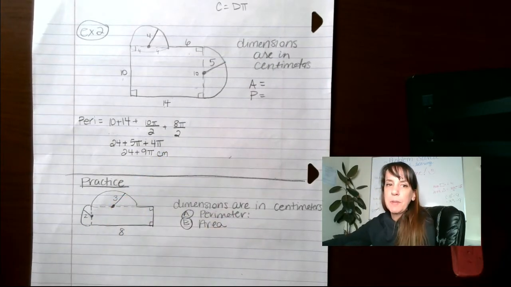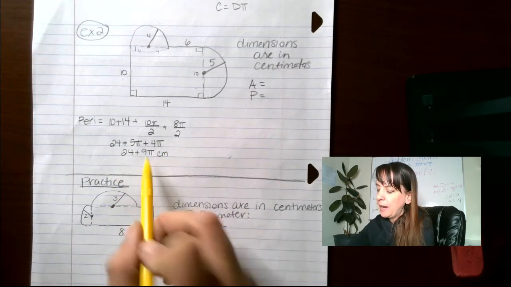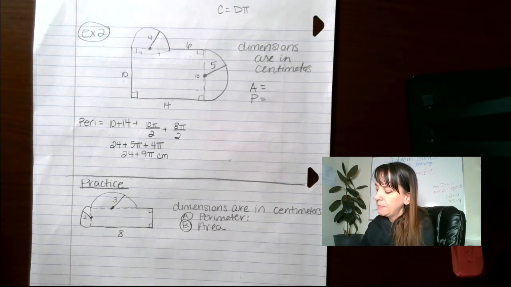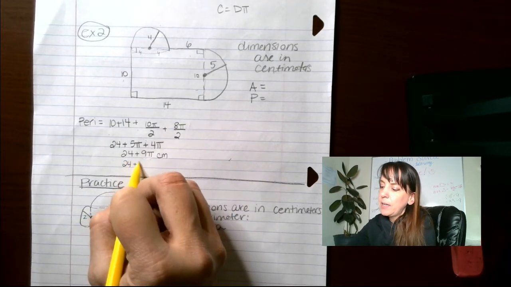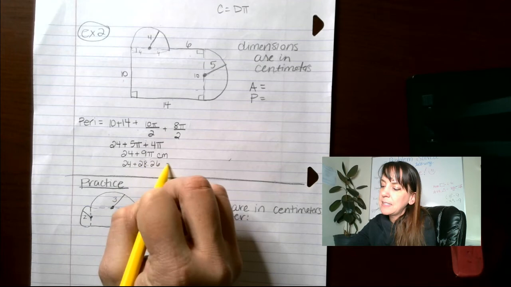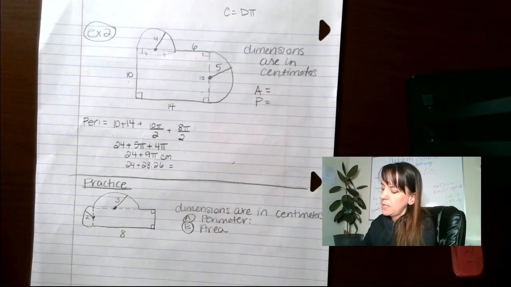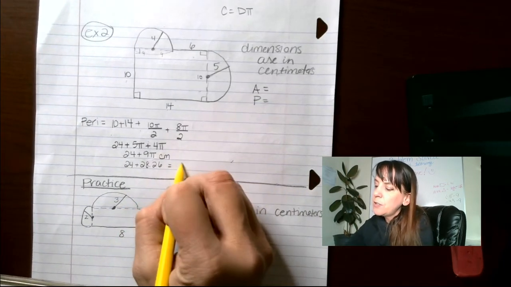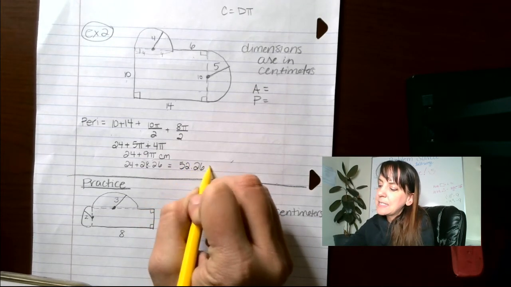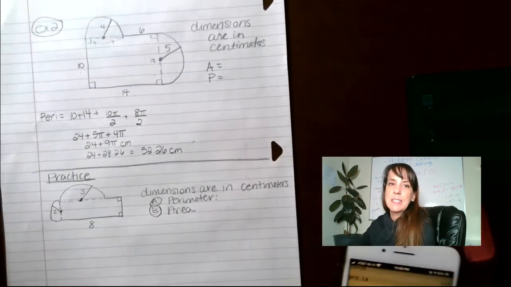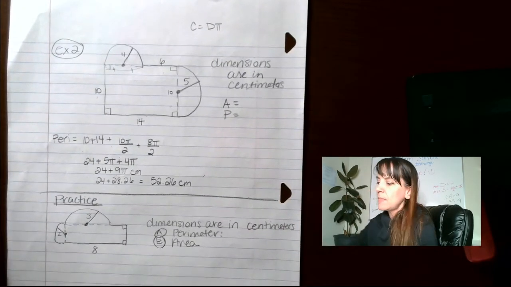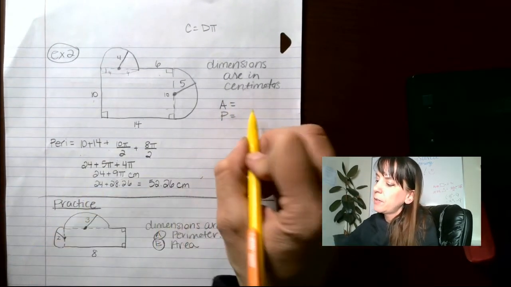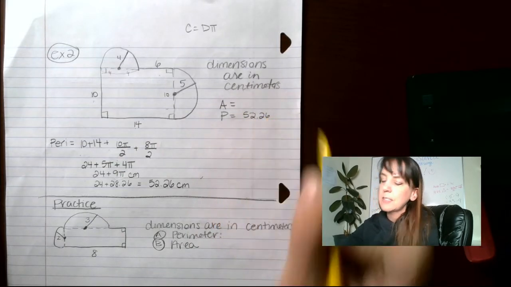If you want to go ahead and multiply it all the way out, make sure you do this 9 pi first. So we have 9 times 3.14, which would give us 28.26. So 24 plus 28.26 equals 52.26 centimeters. Now let's talk area. Okay, so for the perimeter, we know that this is going to be 52.26, so I can put that in there.